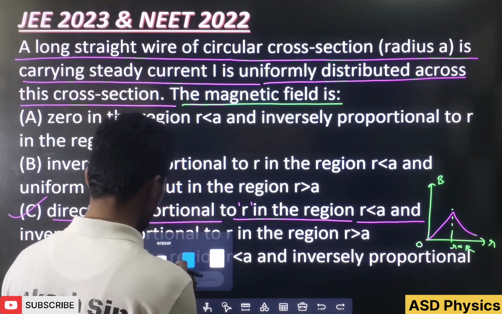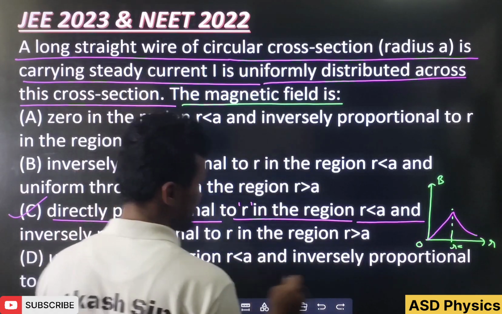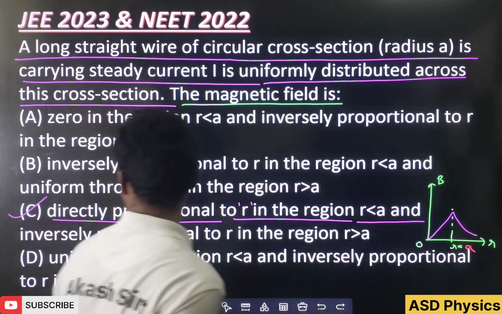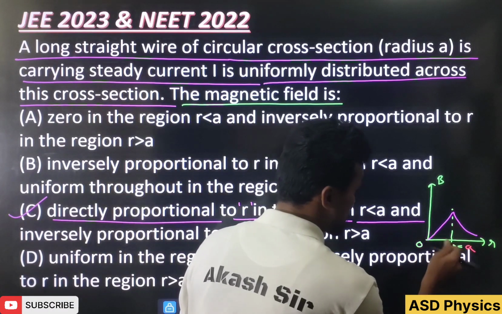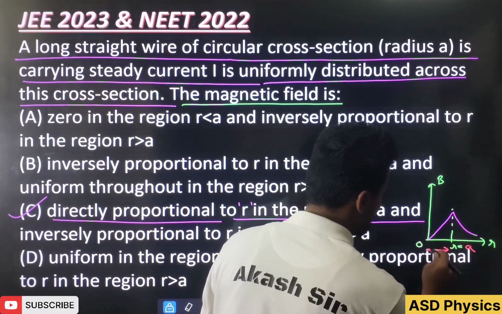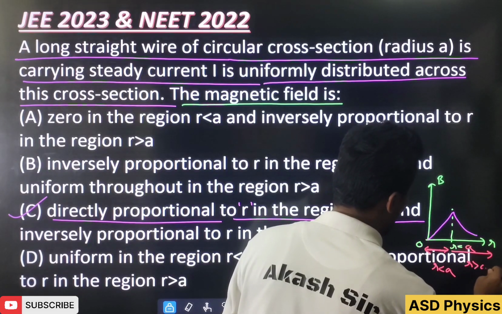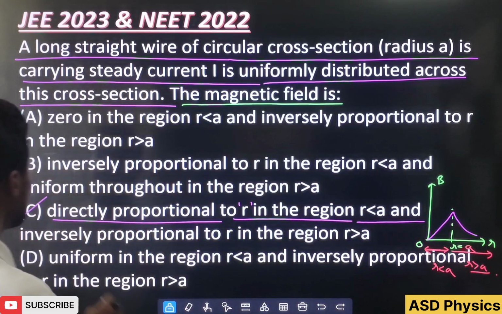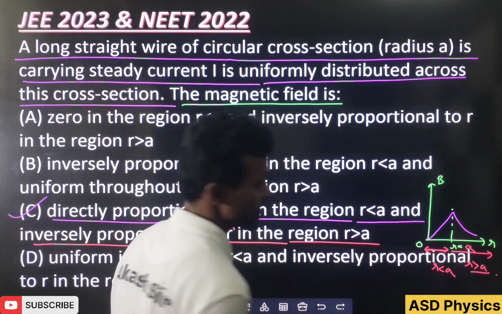Instead of R, what is this here? Instead of R, we can write the radius is A. That's it, nothing different. So directly proportional to R in the region R less than A. This region is R less than A, and after that this region is R greater than A, and inversely proportional to R in the region R greater than A.